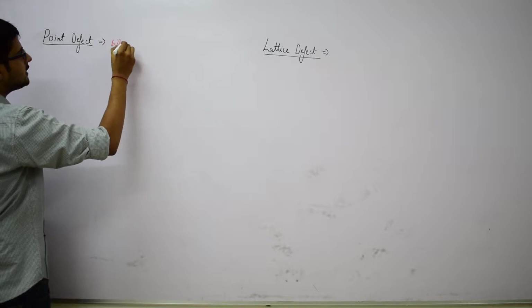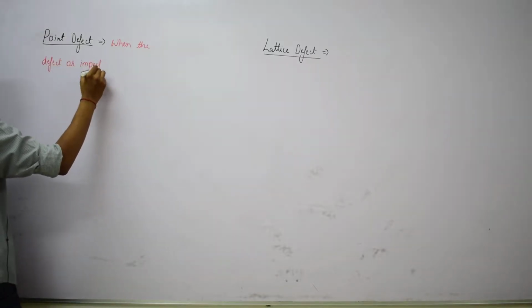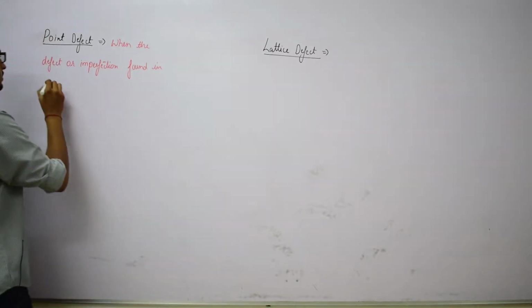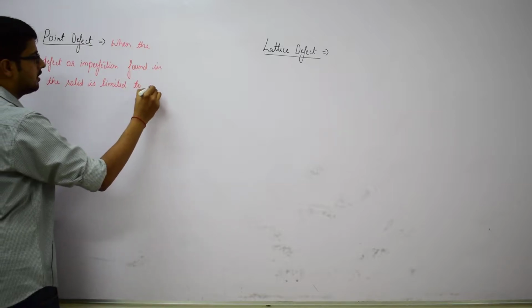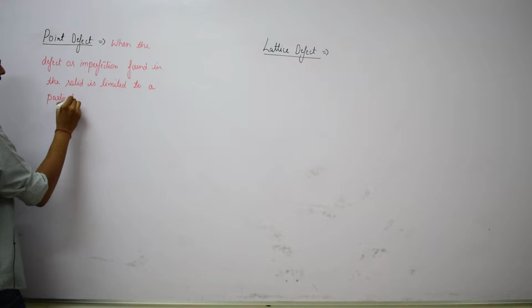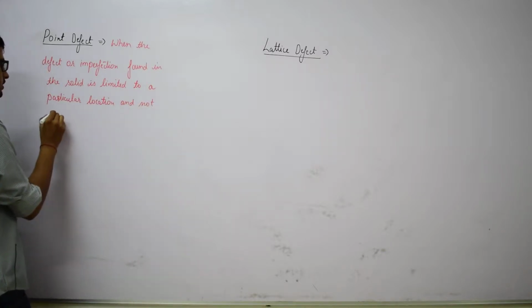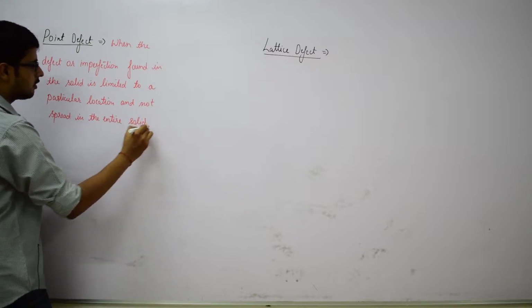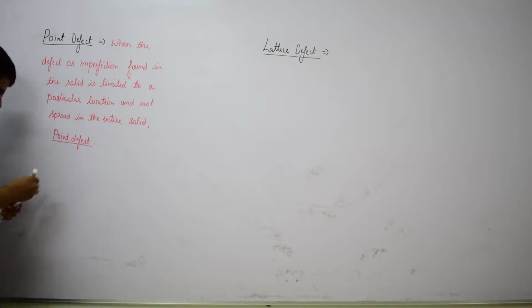So, what is the meaning of point defect? When we are discussing about point defect, it means when the defect or imperfection found in the solid is limited to a particular location and not spread in the entire solid, it is called point defect.